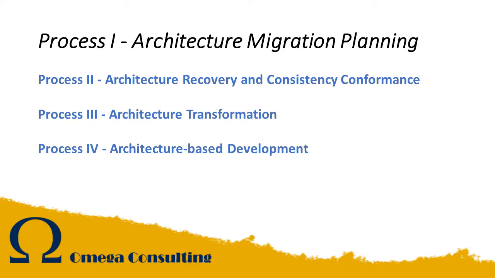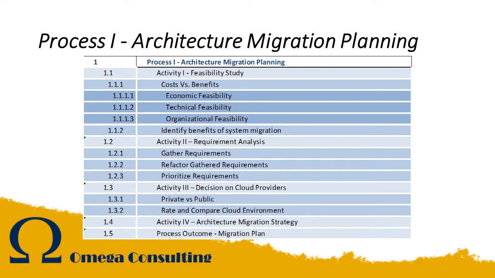Process one is the architecture migration planning. Stephen and Travis worked together closely on this to generate the cost-benefit analysis, economic and technical feasibility, and the project plan and scheduling. Then Stephen compared private versus public and gave us our measurable organizational value, and also did our scoring matrix to decide which cloud platform Optum was going to use.